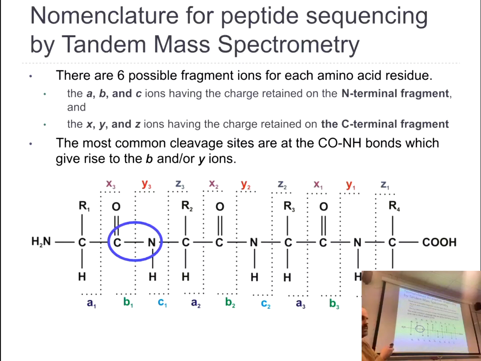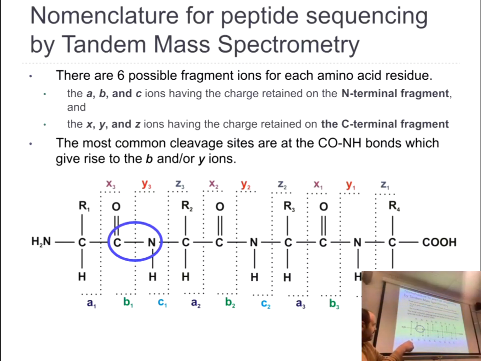Now, when people started doing these experiments, they needed to come up with a way of communicating with each other as to what fragments they've got. And this is the nomenclature. There was not much thought put into it. I've actually heard the guy that came up with this nomenclature. He basically said to his student, just name them A, B, C, X, Y, Z, and get it over and done with. But you need to understand how they're named in order to do what we need to do here. So it's very simple.